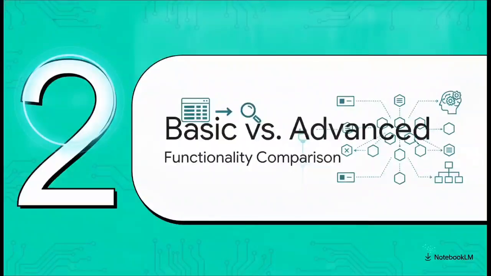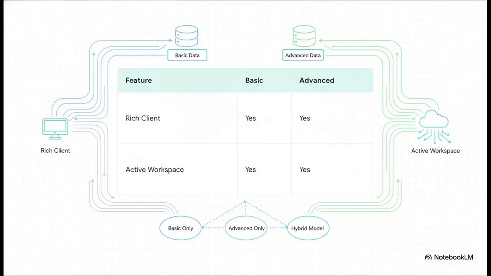Moving right along to Section 2, Basic versus Advanced Functionality. Now, before you install a single thing, you absolutely have to define your strategy. With Teamcenter classification, you're dealing with basic data and advanced data. Are you already using basic classification in the Teamcenter Rich client and you just want to expose that data in Active Workspace? Or are you looking to migrate entirely to advanced classification? Maybe you even need a hybrid model, using both at the exact same time. By figuring out your end goal right here, you dictate exactly which components you're going to need to install next.